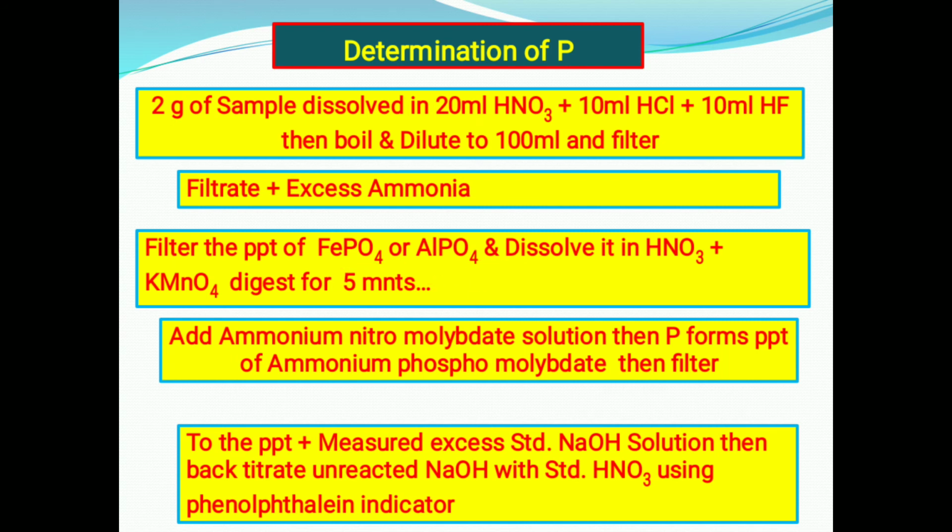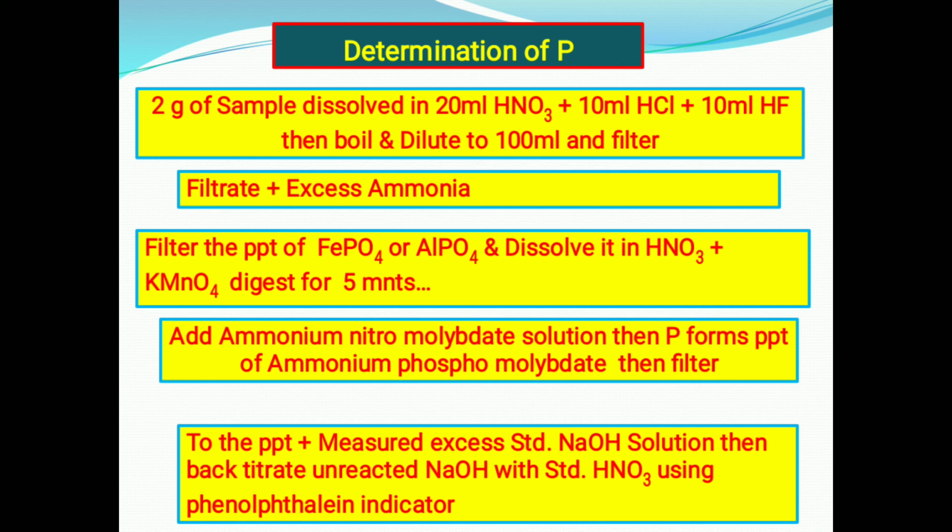Dissolve that precipitate, because the phosphorus is in the form of phosphate. Dissolve the precipitate in HNO3, digest it with KMnO4, cool it, and then add ammonium nitromolybdate solution. Then phosphorus in the form of phosphate ion can combine with ammonium nitromolybdate to produce a precipitate, that is ammonium phosphomolybdate. Then filter it. To the ammonium phosphomolybdate, add a measured excess of standard NaOH solution.